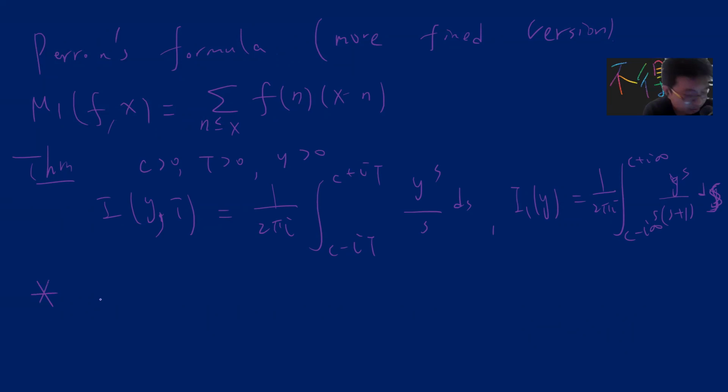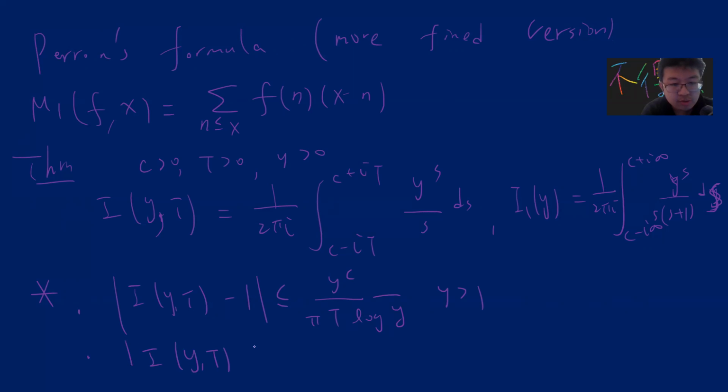The first theorem says that if y is greater than 1, then I of y and T minus 1 is bounded by y to the c over pi T log y. And if y is less than 1, then I of y and T is bounded by y to the c over pi T times the absolute value of log y. What it means is that if you take T to be infinity, then this integral of y to the s over s ds will be 1 if y is greater than 1, and otherwise it becomes 0.